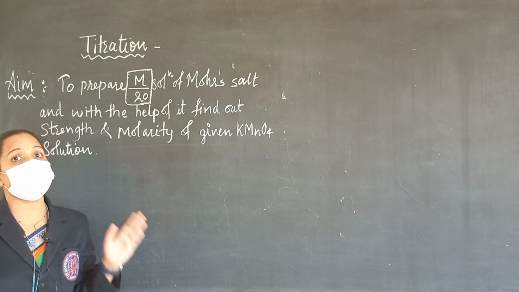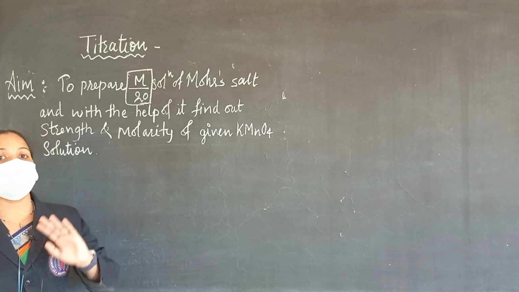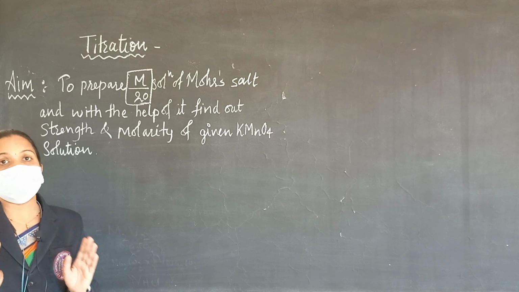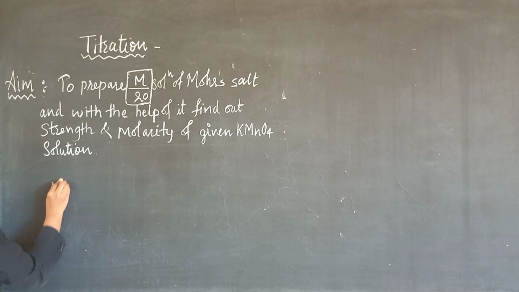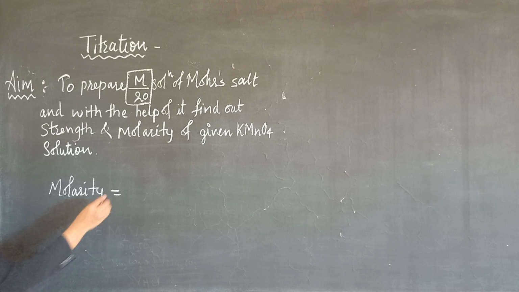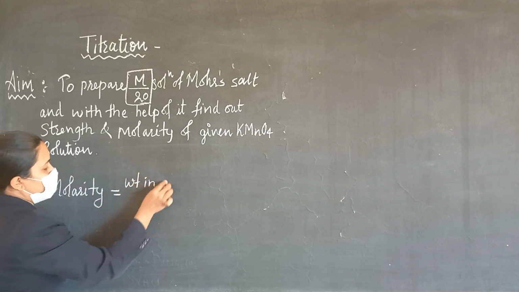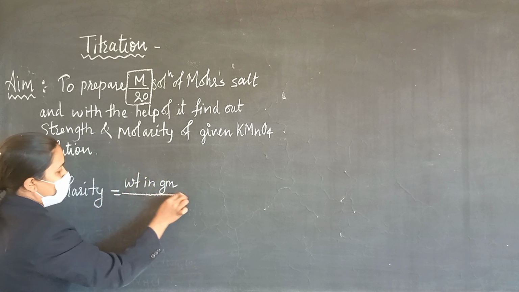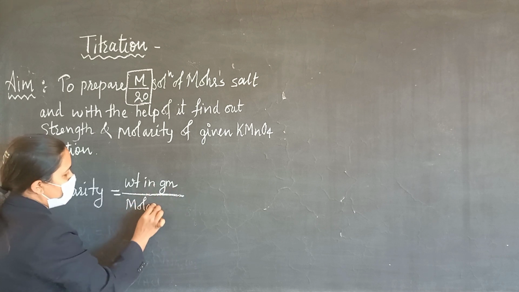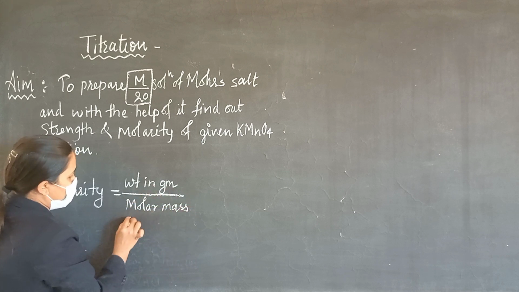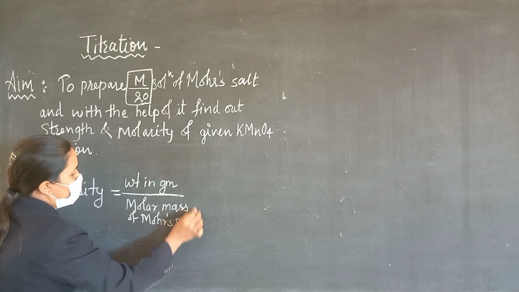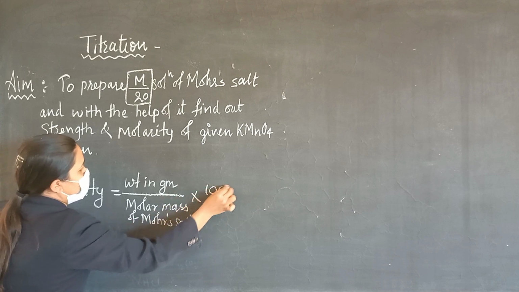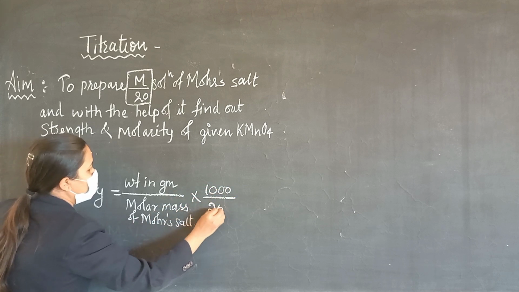So how to prepare Mohr's salt solution for that? We will be using just one formula. With the help of that formula we can calculate the amount of Mohr's salt required for any molarity. The formula is: molarity equals weight in grams upon molar mass of Mohr's salt, multiplied by 1000 upon volume. If you remember this formula, you can easily calculate the amount of salt required to prepare the standard solution in 250 ml.